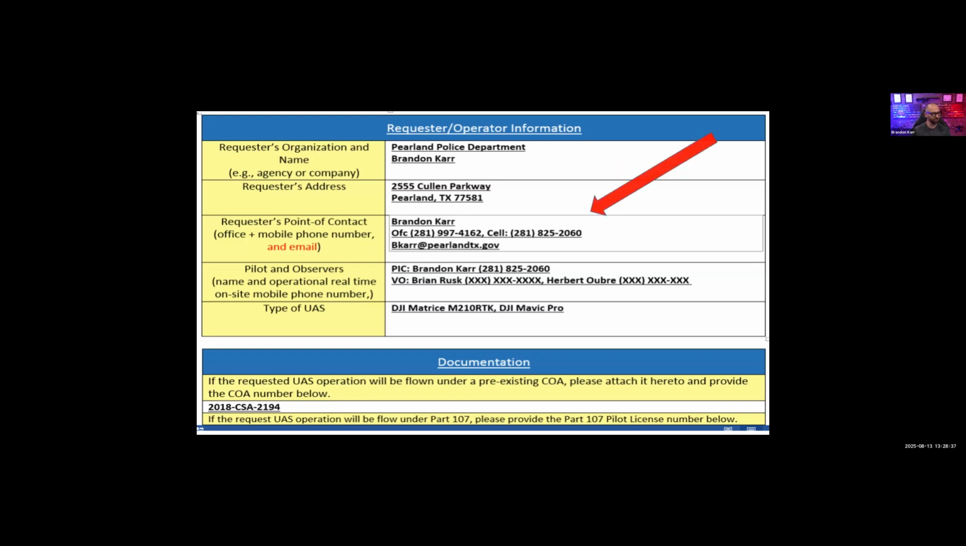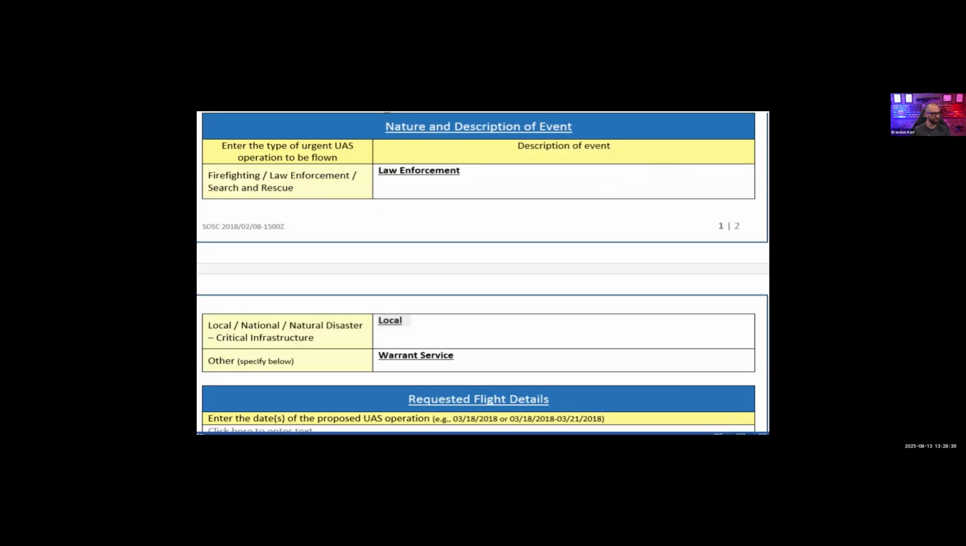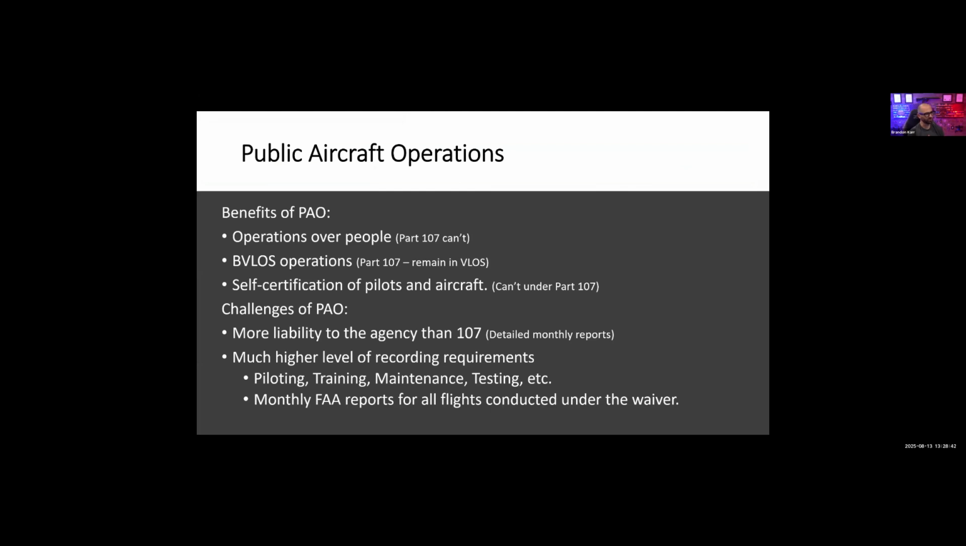So again, just fill out all the required information in there to the best of your ability. You'll email it to the nuclear launch code email that they have, and then you'll be able to operate inside of those airspaces that you don't have prior authorization for, or if you need to fly over people or beyond visual line of sight, the special government interest process will give you the ability to do that.